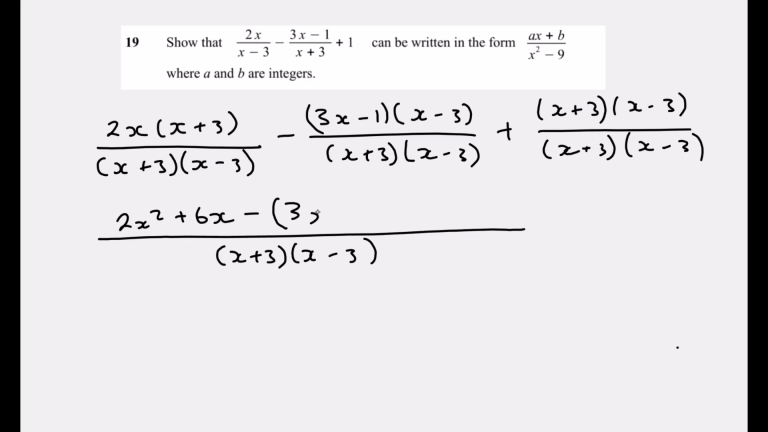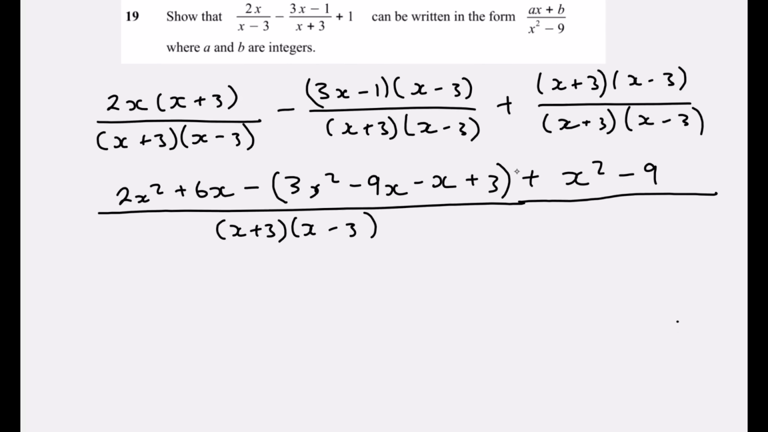3x times x, 3x squared. 3x times negative 3, negative 9x. Negative 1 times x is negative x. Negative 1 times negative 3 is plus 3. And then I've got x squared minus 9 on the end.